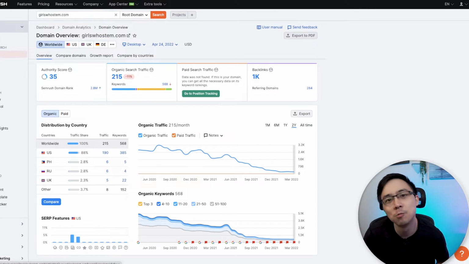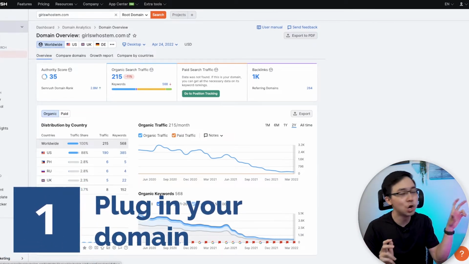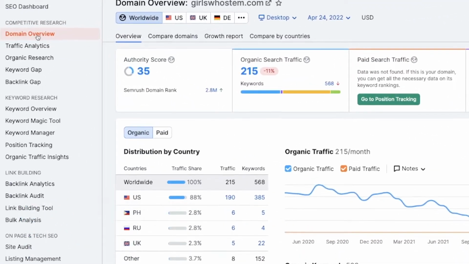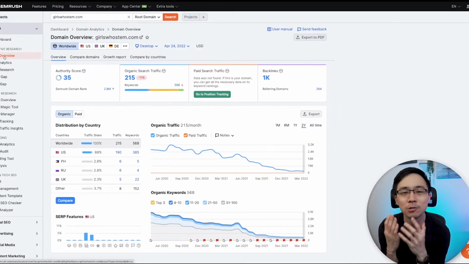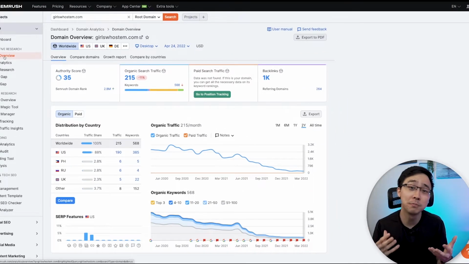The first thing you're gonna wanna do once you create your SEMrush account is plug in your domain URL into the Domain Overview tab. This is gonna be on the left-hand side of your SEMrush account under competitive research. The reason why you wanna do this is because it'll give you a stronger understanding of what you're doing well as well as what you could be doing better.